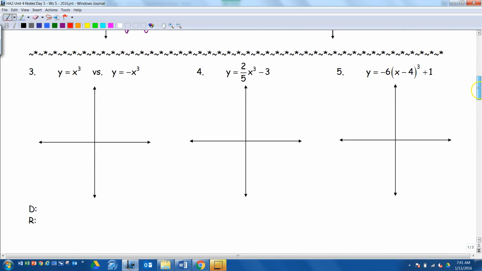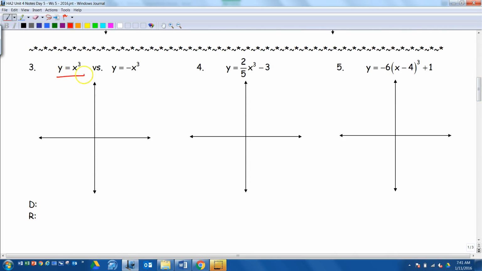Alright, those are those two. Now we're going to do a few different graphs. X cubed, if you plug it into your calculator, you get the point (0, 0). When x is 1, you're at 1, and when x is 2, you're at 8. And the same thing, when x is -1, you're at -1, and when x is -2, you're at -8, because -2 cubed is -8. So you get a graph that looks something like this.